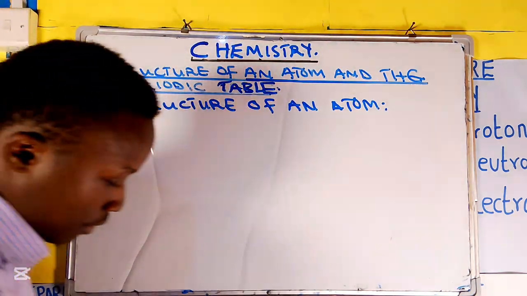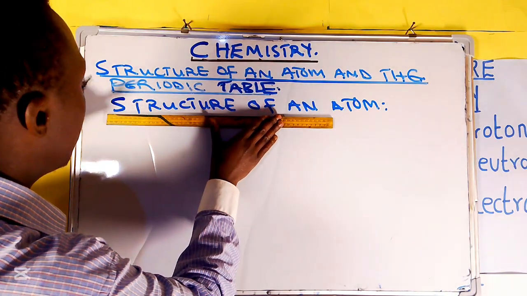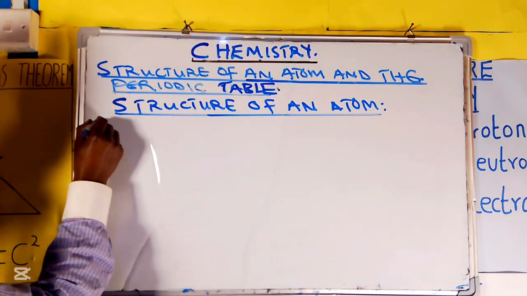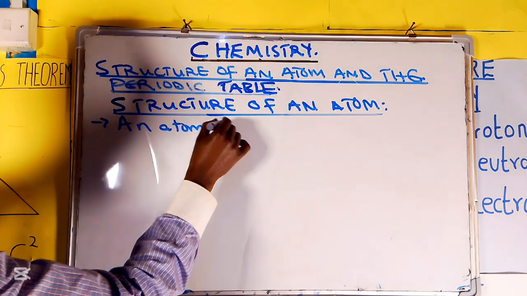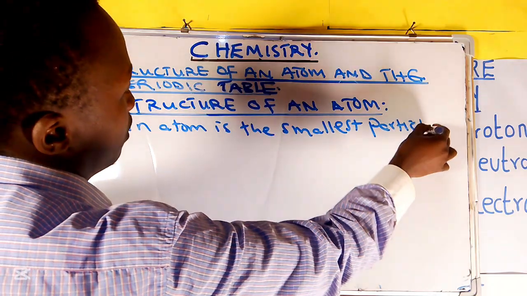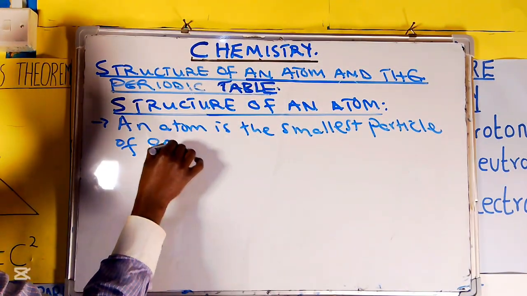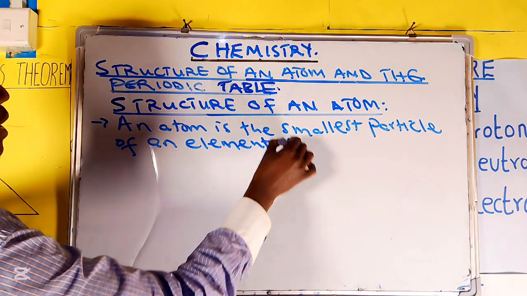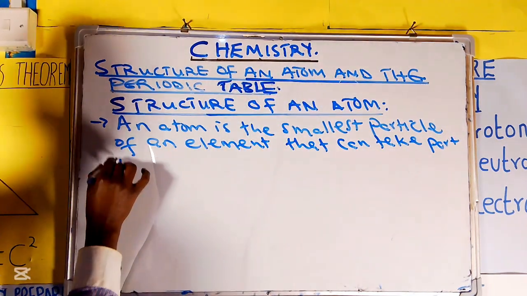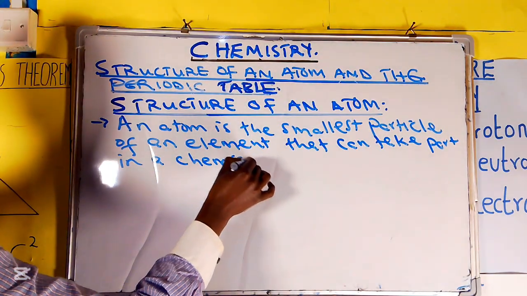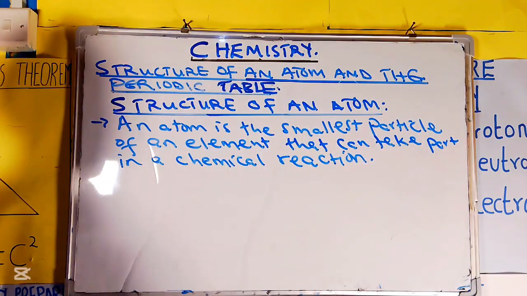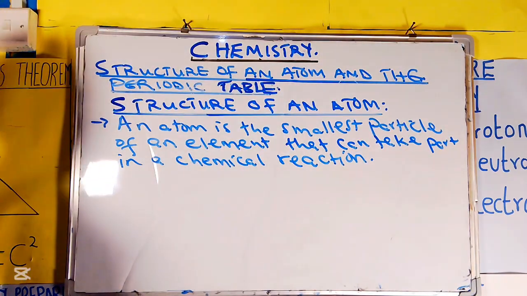Back in Form 1, we defined an atom and said that an atom is the smallest particle of an element that can take part in a chemical reaction.